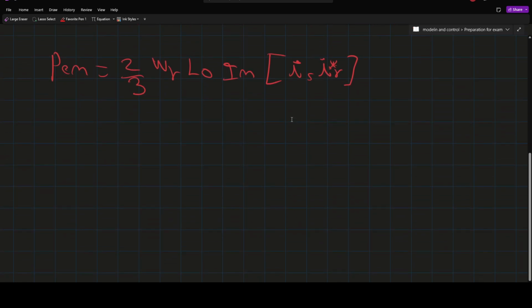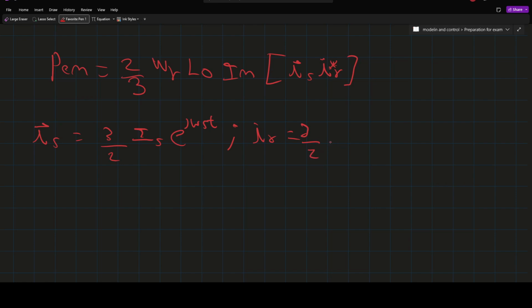So we are gonna change these currents into our steady state currents, and we figured out in the last video that for is, it was 3/2 is e to the j omega st. Ir was 3/2 ir e to the j omega s minus omega r t.